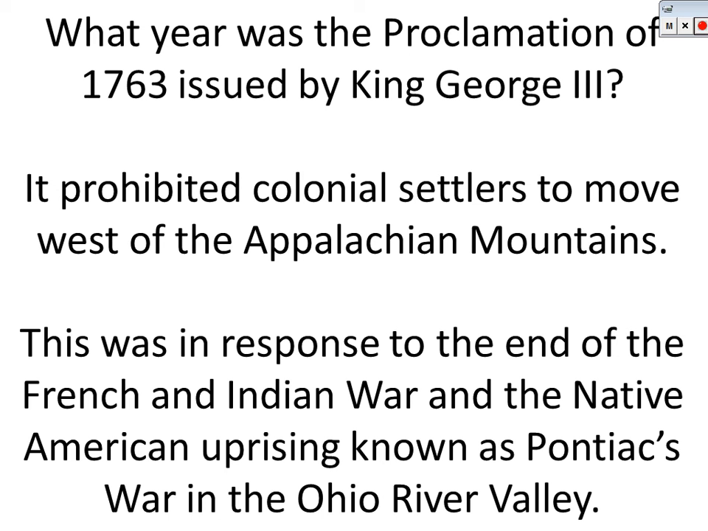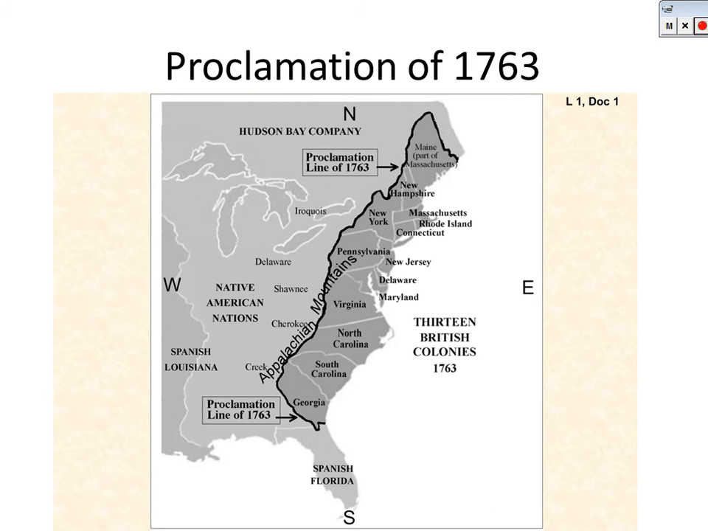Thank you. All right. What year was the Proclamation of 1763 issued by King George III? It prohibited colonial settlers to move west of the Appalachian Mountains. This was in response to the end of the French and Indian War and the Native American uprising known as Pontiac's War in the Ohio River Valley. Proclamation of 1663. Yeah, good job. It's 1763.